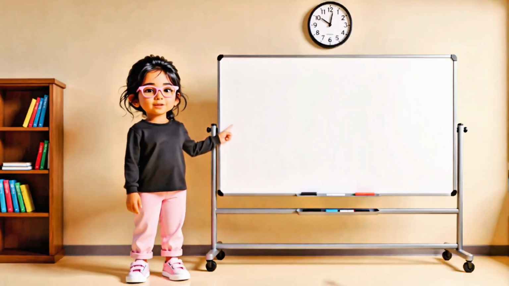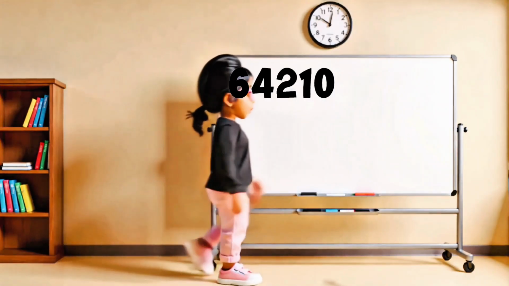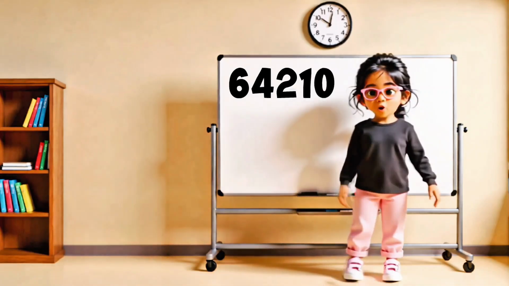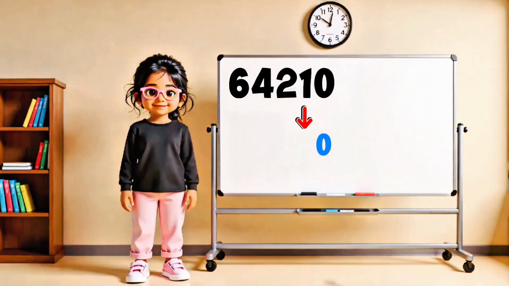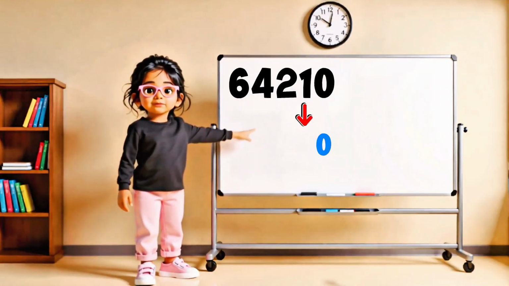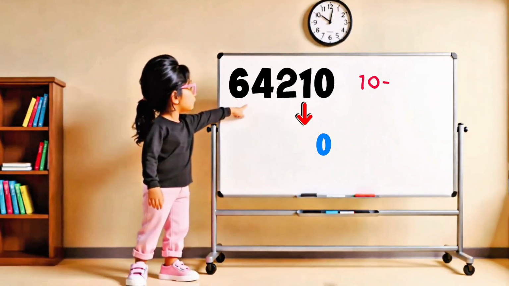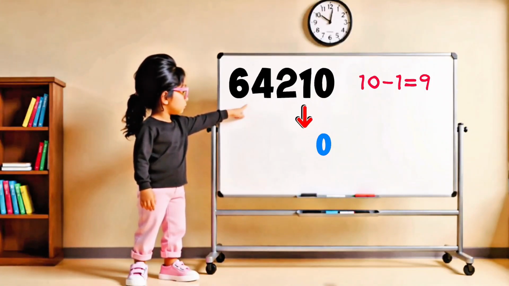Let's find the complement of 64,210. When the last digit is 0, bring it straight down. Now this becomes our new last digit. Subtract 1 from 10, which gives 9.